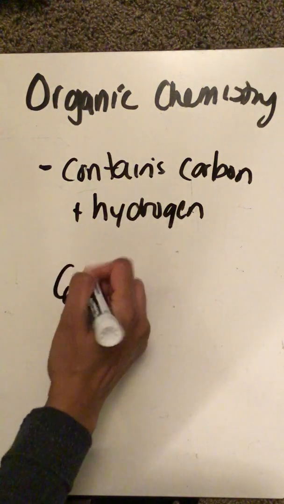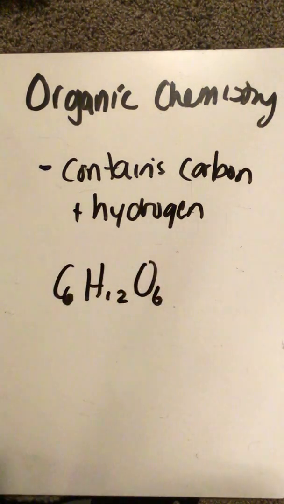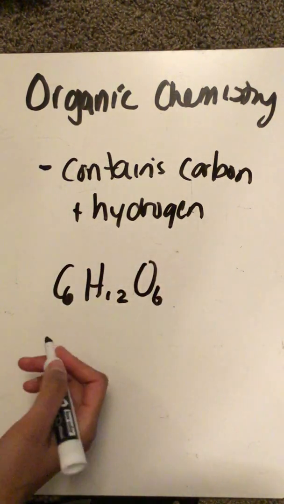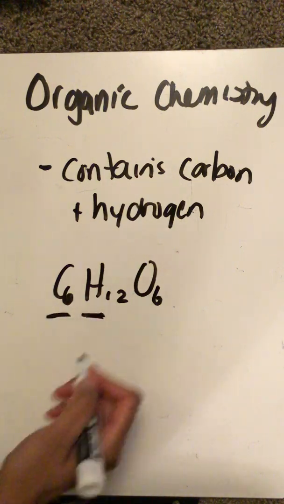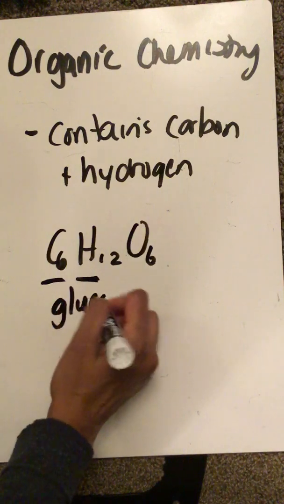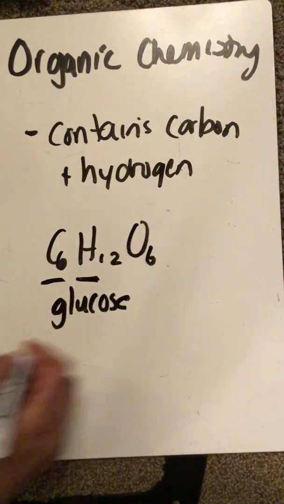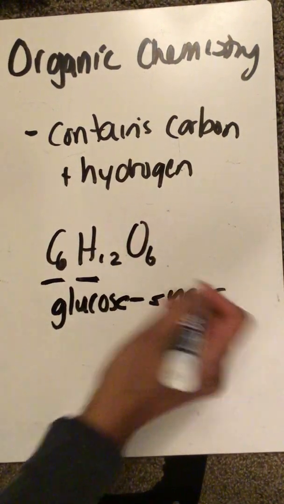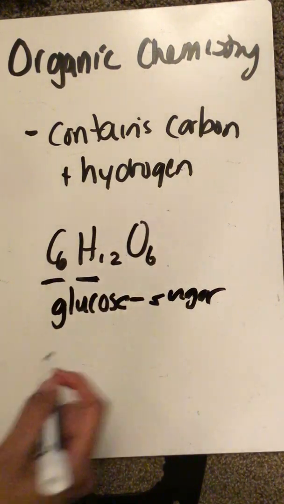So like C6H12O6, right? So this is organic because it contains carbon and hydrogen. Right? And you guys should kind of recognize that this is glucose. So this is a sugar. You find it in like oranges and we eat it.